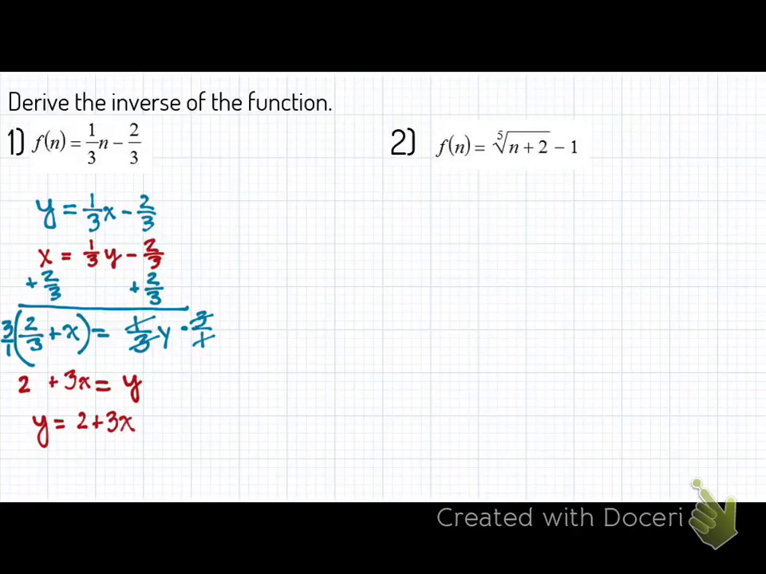Okay, but I originally didn't start with y and x. What did I start with? I started with f of n and n, right? So n is really my x. F of n should be my y, but this is not my original y. This is my inverse, okay?